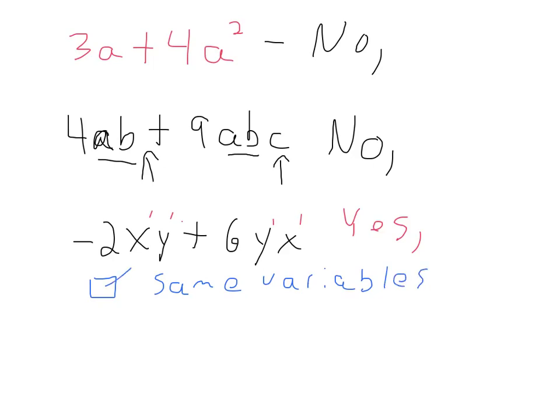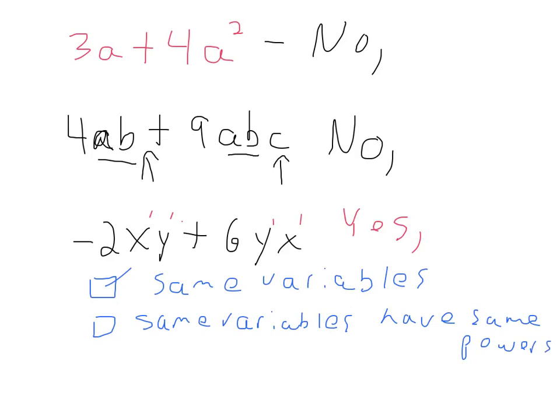Okay, also, the other thing is that the same variables have same powers. Okay. And a key point on this that probably tripped some of you up is that the order does not matter. Right? With multiplication, order does not matter. That is the commutative property. Right?